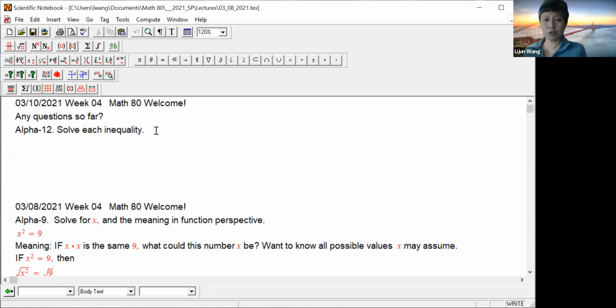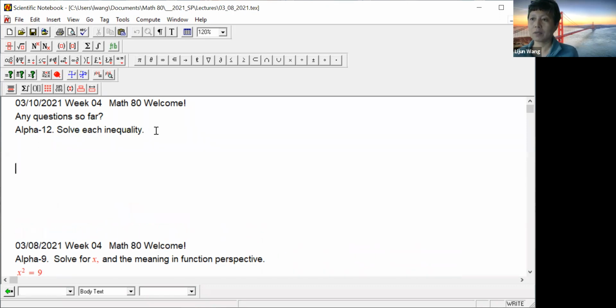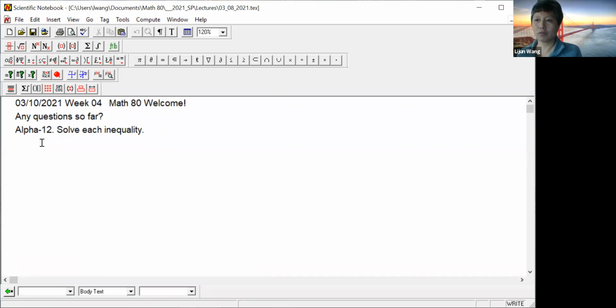And we also want the solutions to be in specific forms. So let's take the first one for example. Right here, we have the absolute value of x less than 3.